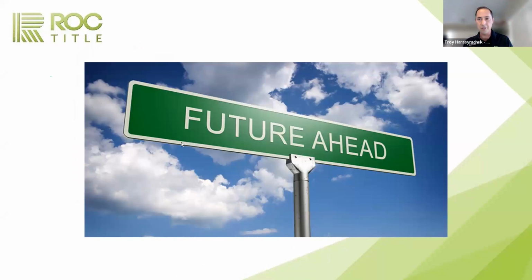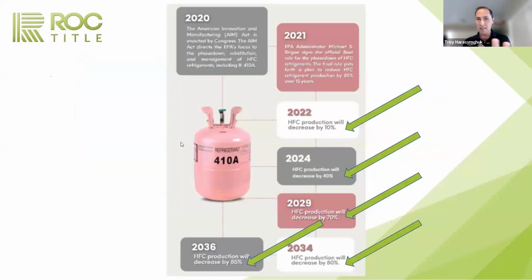So this is the future that's coming. And I want to show you this as well. This is a printout. In 2020, the AIM Act basically says that we're going to start a phase down of 410A, which means it's almost the exact same thing that happened to R22. So now here we are in 2023, but in 2022, they decreased production by 10%. Next year, it's dropping 40%. 2029, it drops by 70%, 2034 by 80%, 2036, 85%. So you can see that it's the exact same thing. They're basically taking that faucet and squeezing it off.